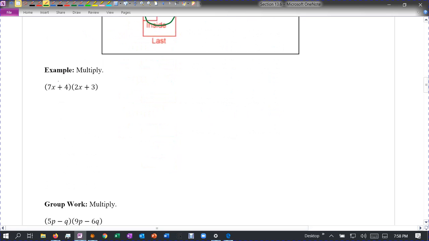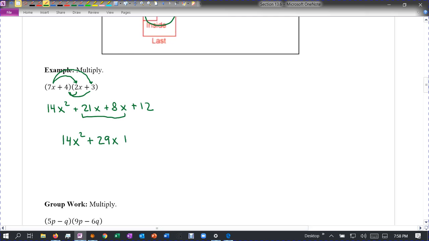So let's try this one. We're going to multiply. We have a binomial times a binomial, so I do F, the first ones. That should give me 14x squared. Then I do the outer ones, so that should give me 21x. Then I do the inner ones, that should give me plus 8x. And then I do the last ones, which should be plus 12. And there's one more thing to do here. I can combine these two together. Those are like terms. Those both have x on them, so I'm going to add that together. I should get 29x plus 12.